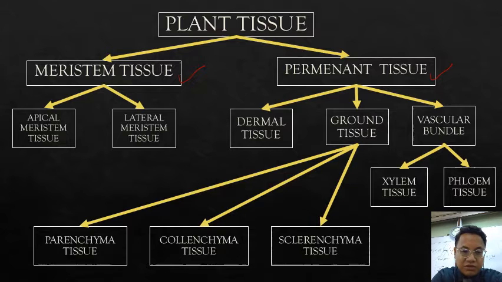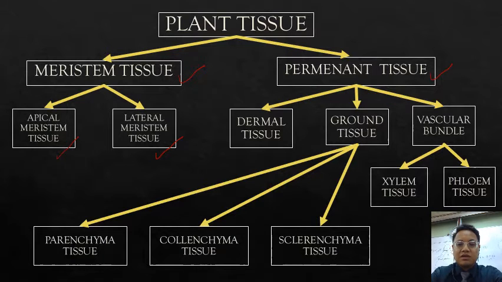Meristem tissue is further divided into two types: apical meristem tissue and lateral meristem tissue. Meristem tissue consists of cells that are actively dividing. Actively dividing means they undergo rapid mitosis. The mitosis process is important, as it helps to increase the number of cells, from one cell to two cells, from two cells to four cells, and so on. This is important for growth of the plant. So meristem tissue is responsible for cell division, increasing the number of cells in plants, hence the plant can grow.